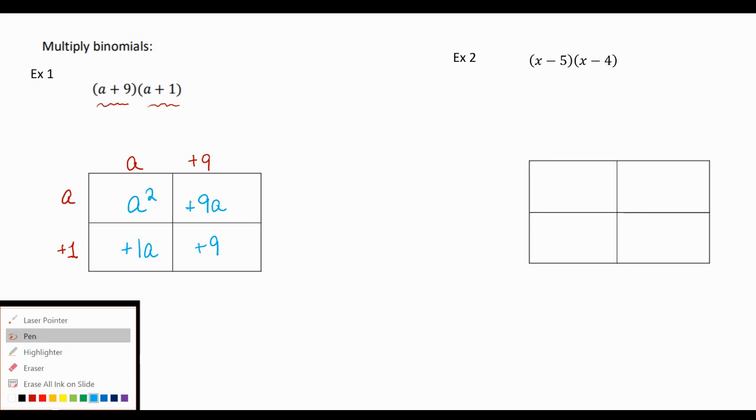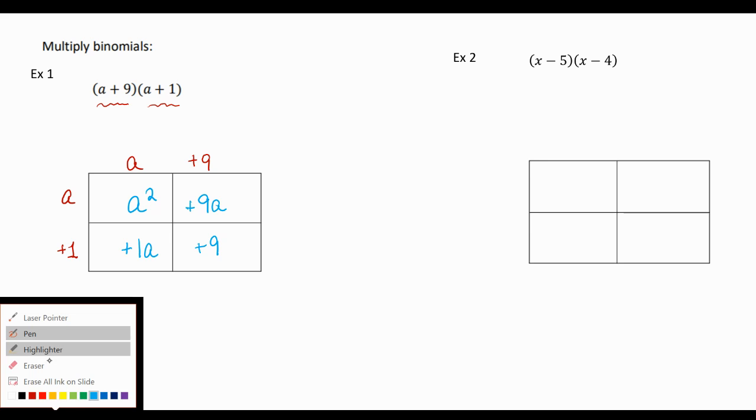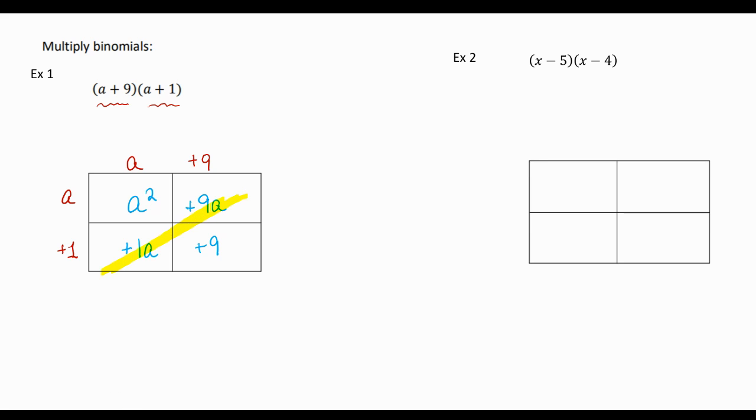Okay, and then your next step is to collect like terms on the diagonal. These are the terms on the diagonal, and you can go ahead and add those up because it's 1a plus 9a, right? So the front term and the back term, we're just going to write down, and then we're going to add up on the diagonal.